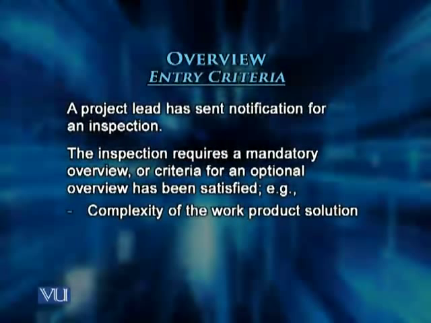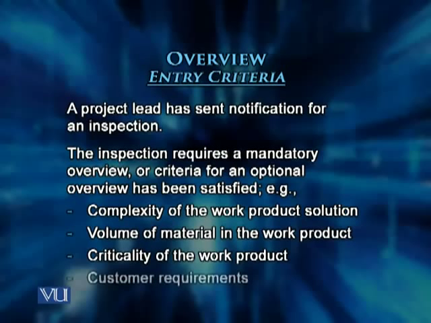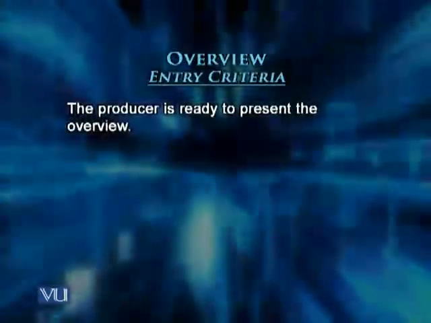Wo ho sakta hai complexity of the work product, volume of material in the work product, criticality of the work product, and customer requirements. So inspection lead ya company culture ke saath milkar ye determine kare ke overview hona chahiye ya nahi. Ek aur condition ye hai ki overview ki meeting ke liye producer available hai. Aise na ho ki overview to schedule ho jaye lekin producer apna chunke kaam mukammal kar chuka hai, he may take a day or two off, so he has to be present because it is the responsibility of the producer to provide the necessary information in an overview meeting.